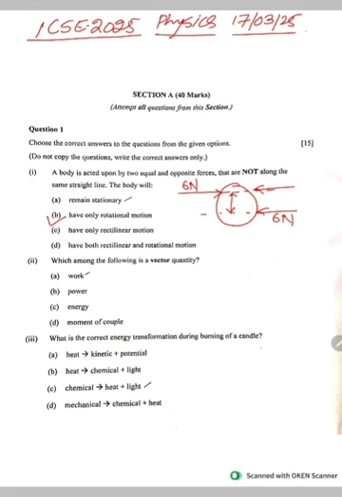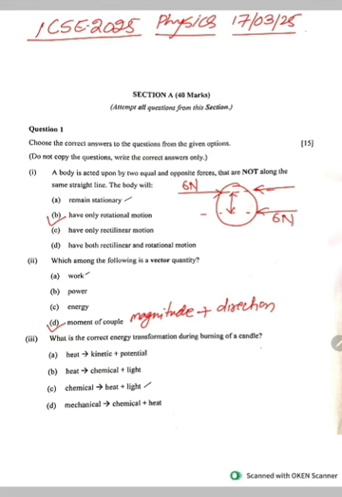Now the second question is: which among the following is a vector quantity? As we know, work is not a vector quantity, power is also not a vector quantity, and energy is also not a vector quantity. So only option D is there, moment. We know that for representing a moment we require both magnitude as well as direction. That's why it is called a vector quantity, because for moment we represent it with a clockwise moment or anti-clockwise moment.